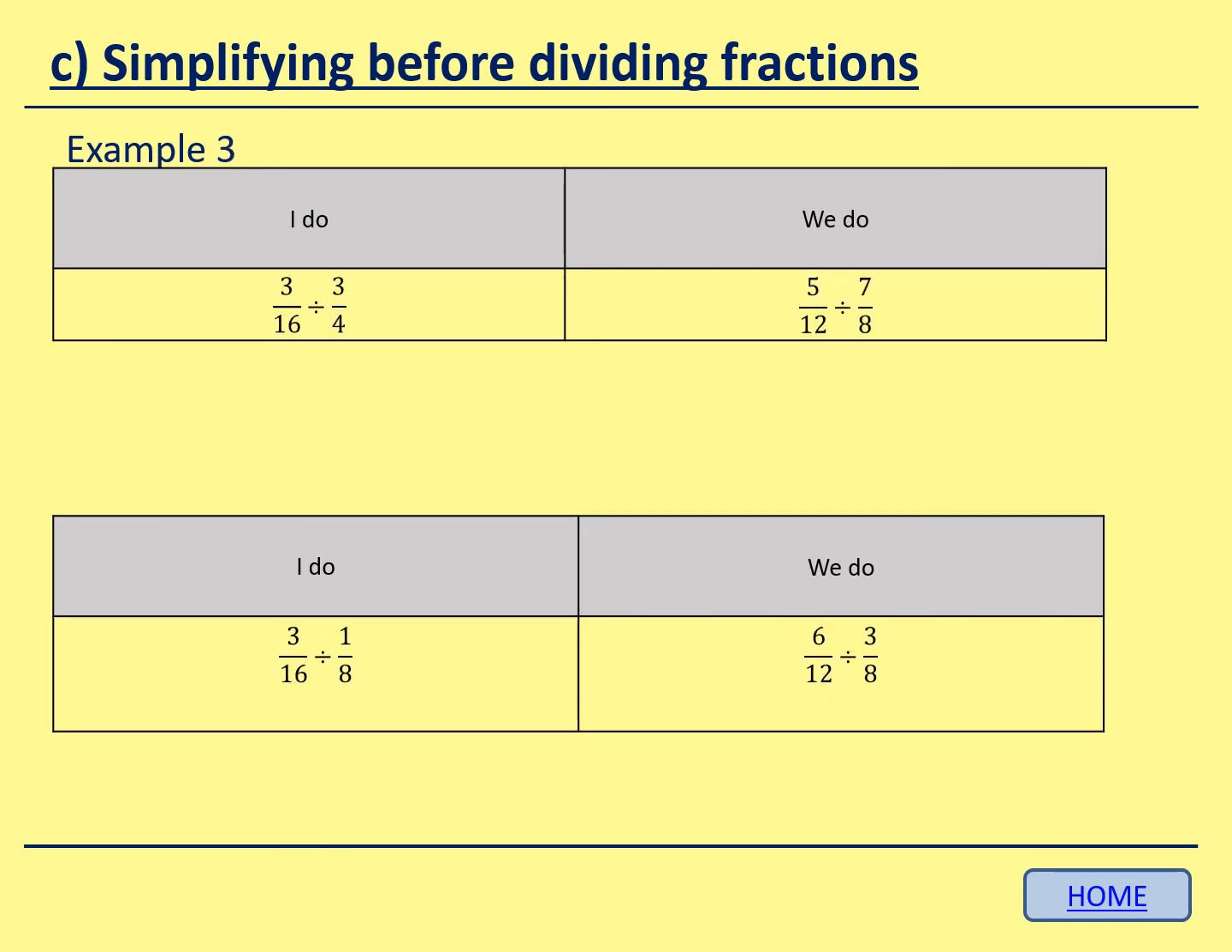Okay, I've got 3/16 divided by 3/4. I'm going to keep the first fraction, 3/16. I'm going to flip the second one to 4/3. Now I know I can cancel the 3 with the 3. I know that 4 goes into 16 4 times. So I've got 1 times 1 is 1, 4 times 1 is 4. So the answer is 1/4.